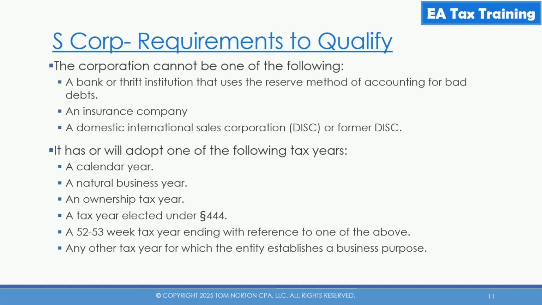The S Corp has to have or adopt one of the following tax years, a calendar year. So that is the general rule for S Corps, is they must have a calendar year. But as you will recall when we talked about tax years, there can be other tax years that are allowed or elections that can be made. You'll want to read through that list and be familiar with it. But the general rule, again, that you'll want to know is that they should have a calendar year.